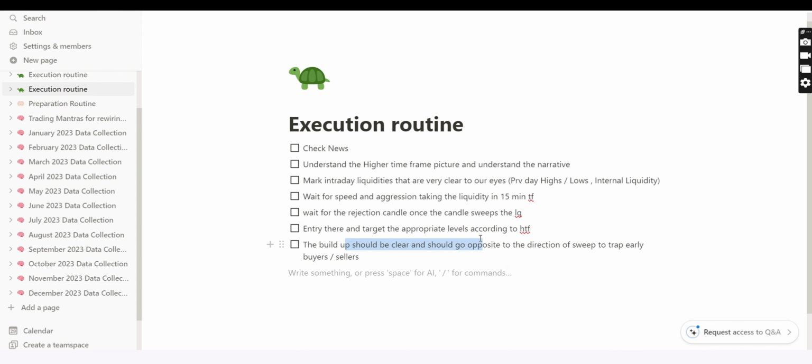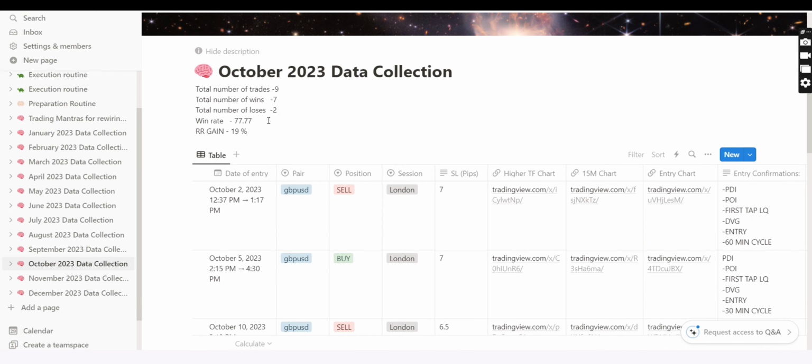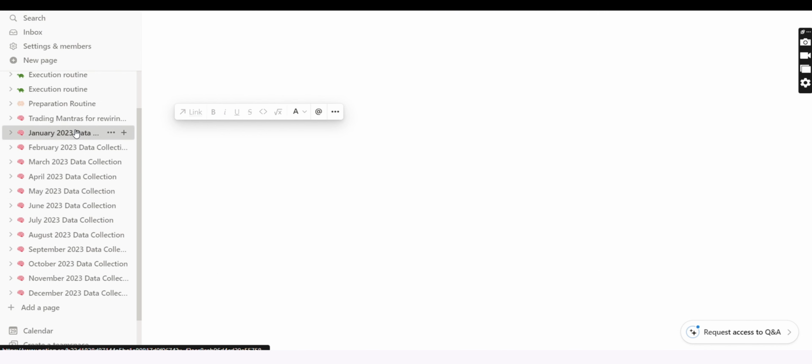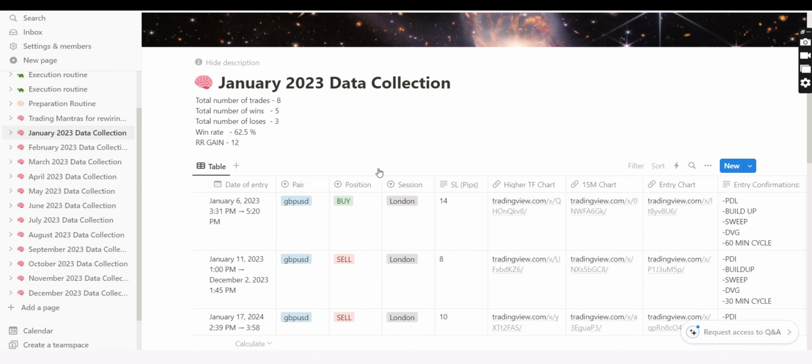The buildup should be clear and should go opposite to the direction of the sweep to trap the early buyers by sellers. If you follow all these rules, you can get a literally very high risk reward and high win rate strategy. And I have collected all the data over the past year according to the strategy. These returns are phenomenal. In the single month of October, we got a 78% win rate and 19% account gain. All the months were like that. You can see January, we have 12% account gain with a 62.5% win rate. I have all the stats for this data.